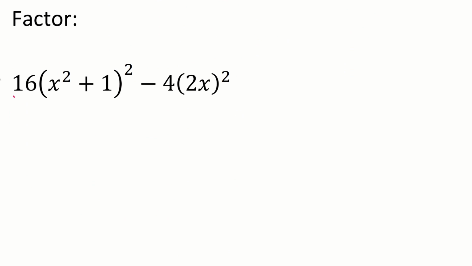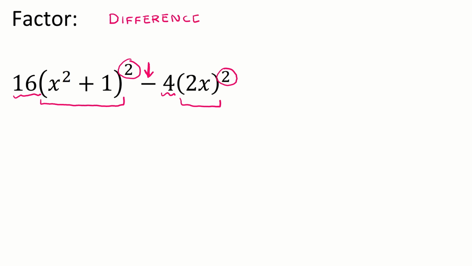We have 16, which is a perfect square. (x squared plus 1) squared is a perfect square. 4 is a perfect square. And (2x) squared is also a perfect square. So here we have two perfect squares, and they're separated by a negative sign. So that tells you right away that this is going to be difference of squares. But before I get into factoring this, I actually see something common between those two.